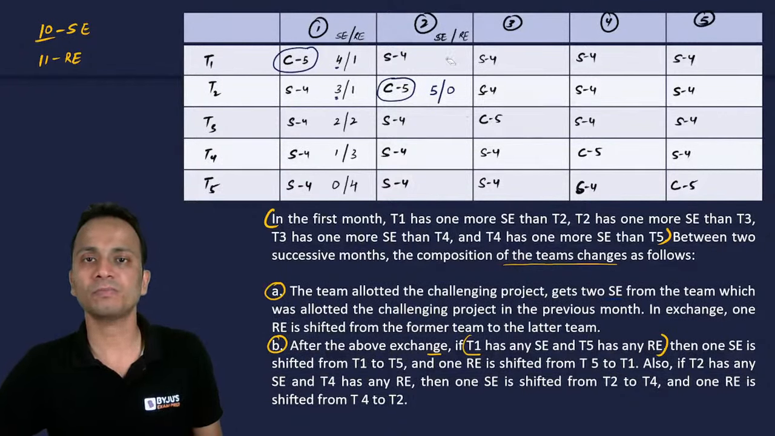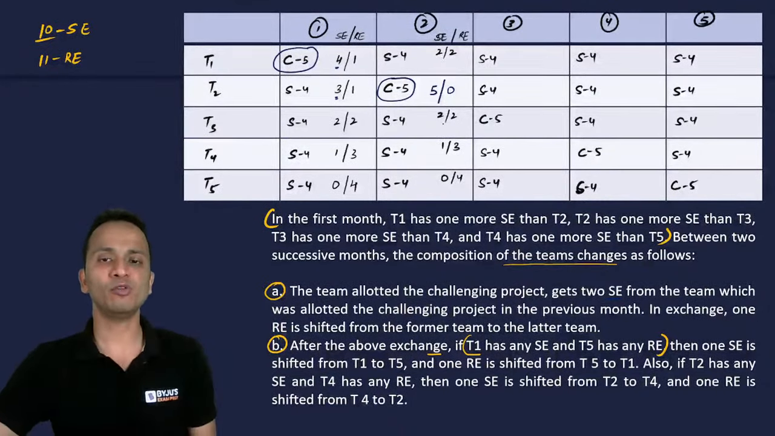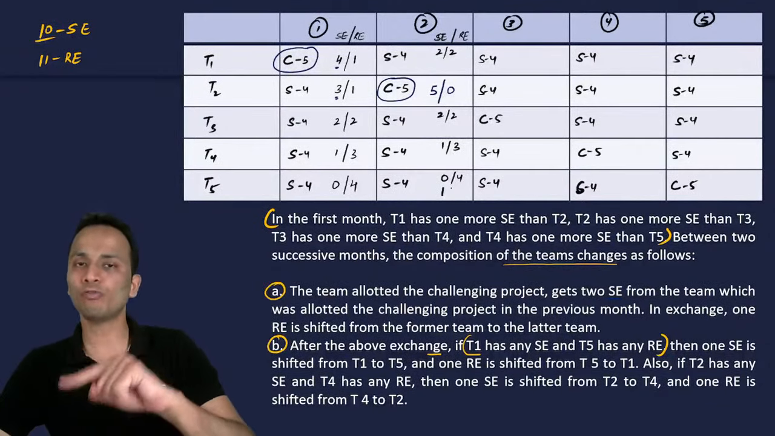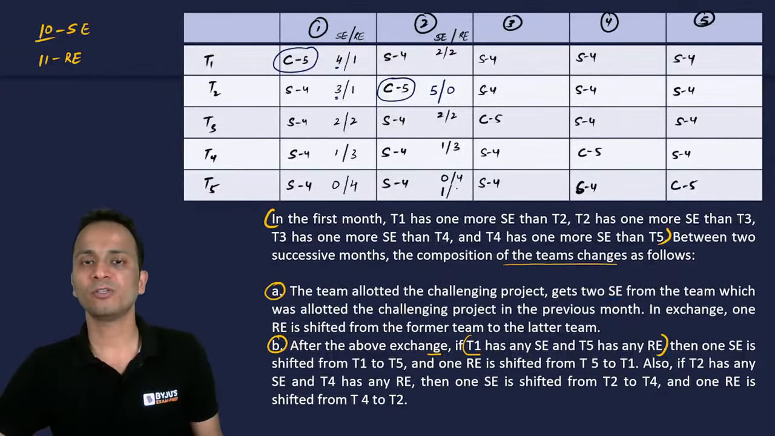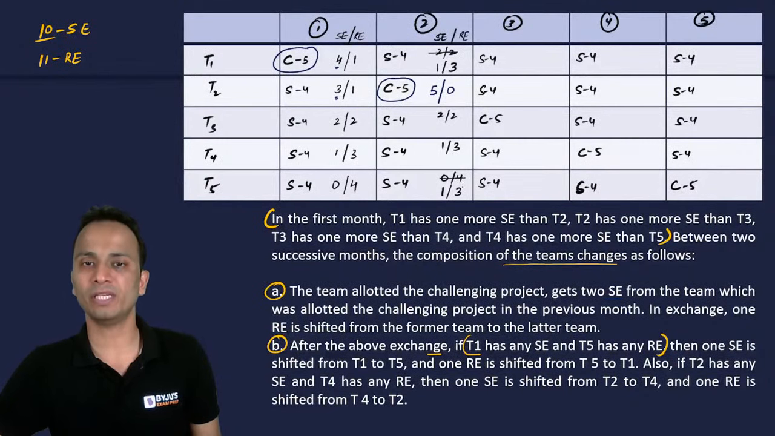रुक जाओ, क्योंकि अब एक्सचेंज भी करने हैं. तो 2 2 ओरिजिनल था, इसका 2 2 1 3 and 0 4. So one SE will be shifted from T1 to T5 and one RE will go from T5 to T1. Okay, and similarly यहाँ पे 1/3. ओके, सो ओरिजिनल काट के मैंने न्यू लिख दिया.